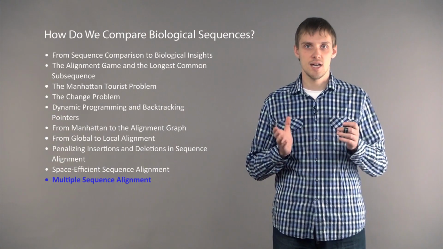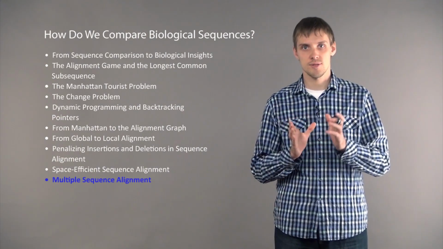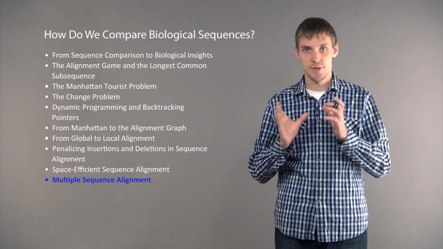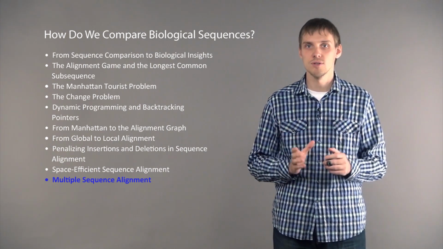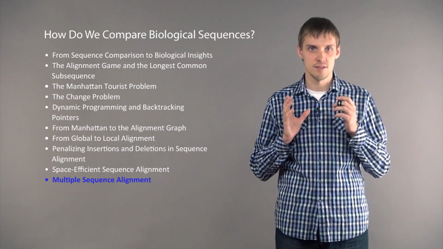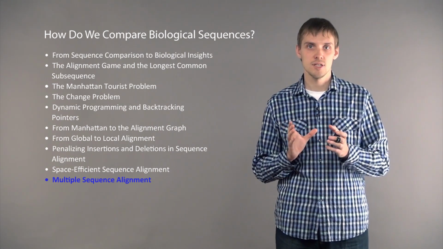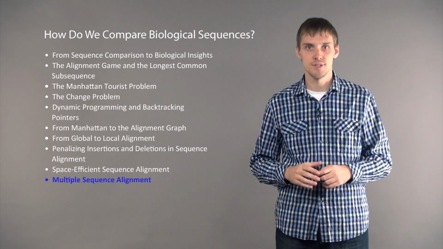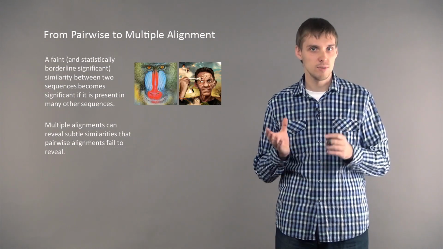Previously, we discussed how to compare two sequences with each other. This is pairwise alignment. And now, let's discuss how to find multiple sequence alignment. So how to compare multiple sequences at once. Why do we need this?